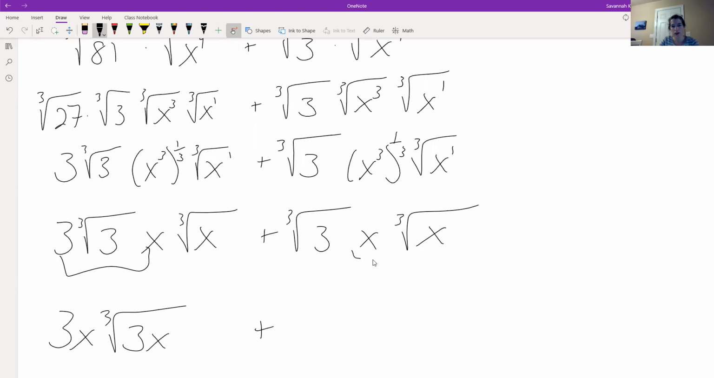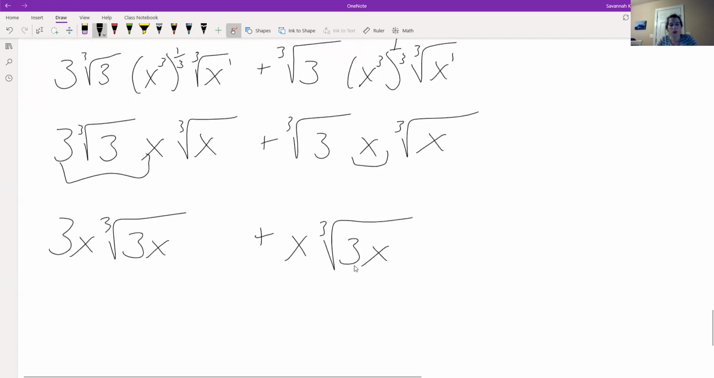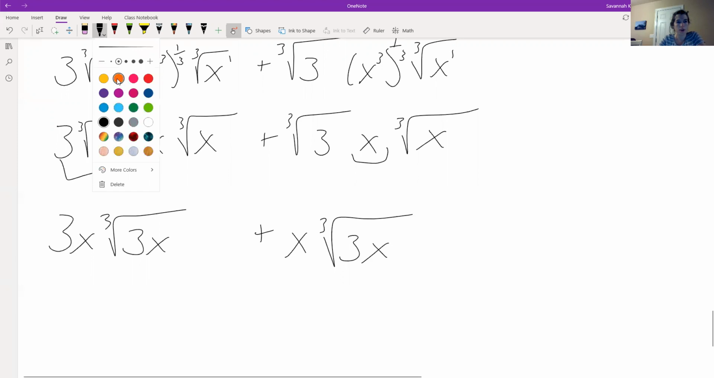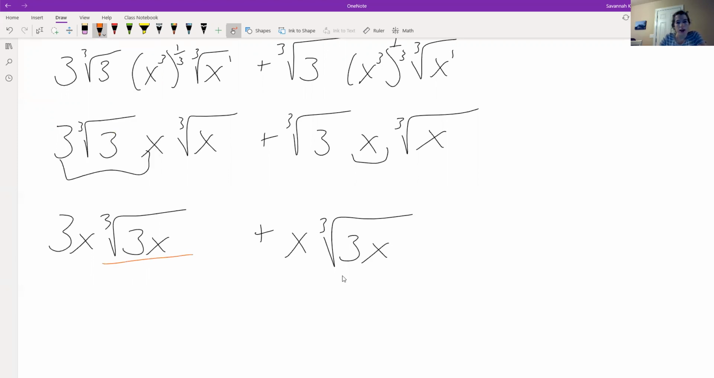Similarly here, this x can come out to the front. And then the cube root will kind of absorb the 3 and the x. And lo and behold, all that hard work. Now, we have to be extra careful here. We have like radicals. That's good news. That usually signals that we could go ahead and add these things together, but not always.